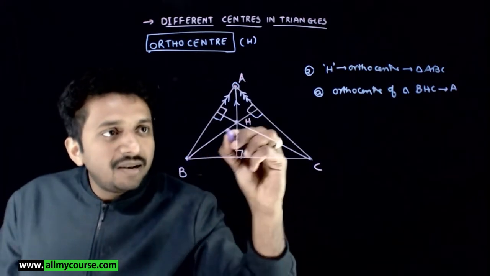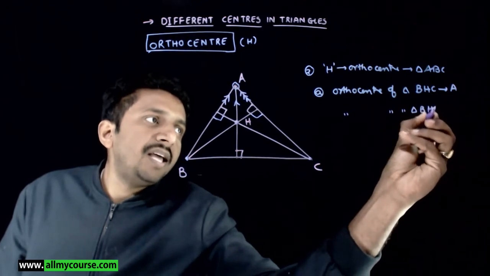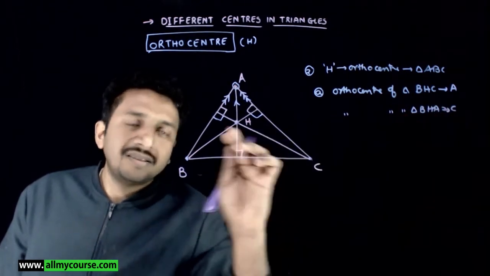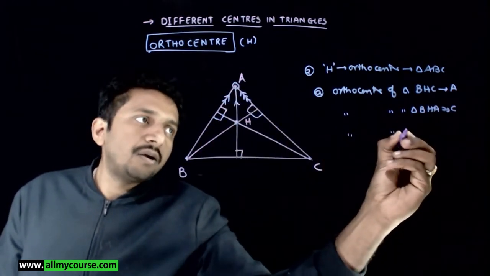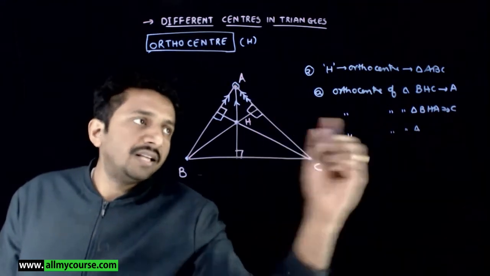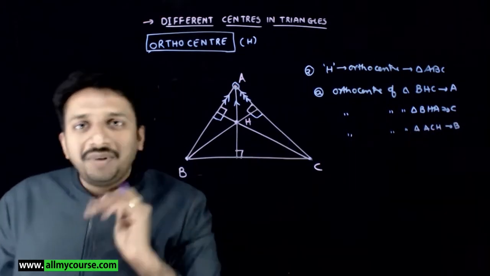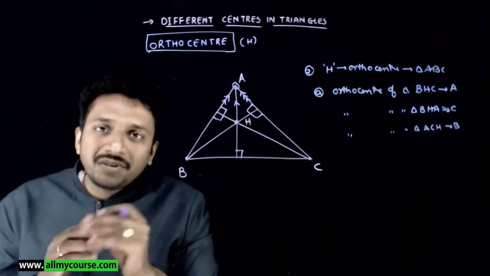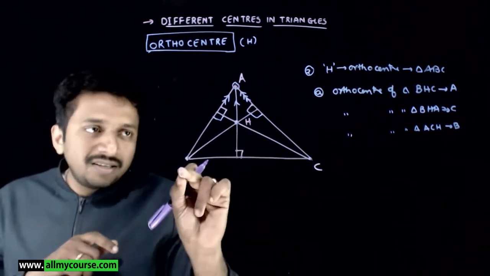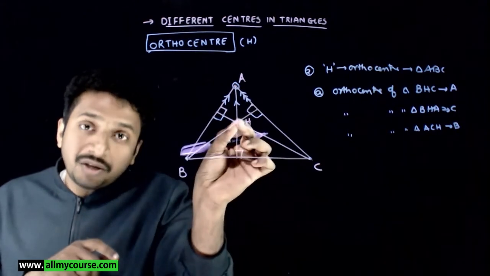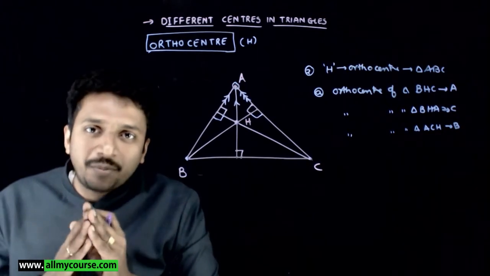What is the orthocenter of triangle BHA? The orthocenter of triangle BHA is nothing but the vertex C, right? If you have BHA, the orthocenter is nothing but the vertex C. So what is the orthocenter of triangle ACH? This is nothing but the point B. So this is a very frequent question which will be asked from the concept of orthocenter. So if H is the orthocenter, then for the triangle formed with the orthocenter and two vertices, the orthocenter will be the remaining vertex. I hope you understood the second point.